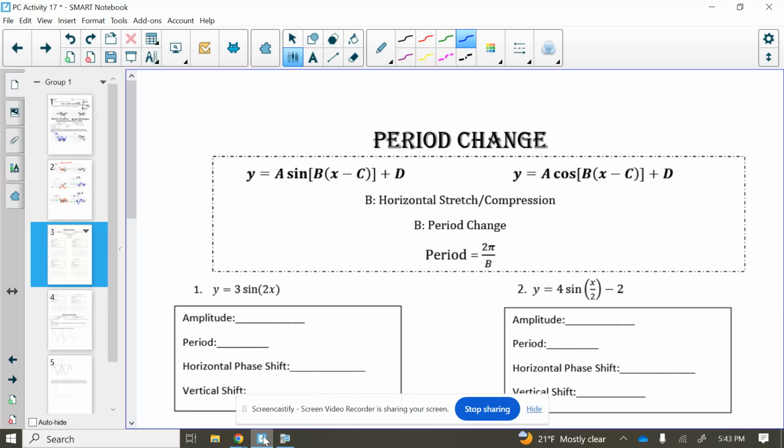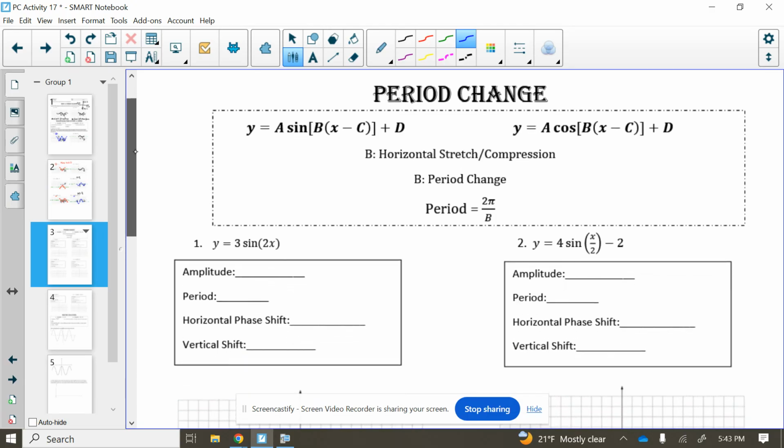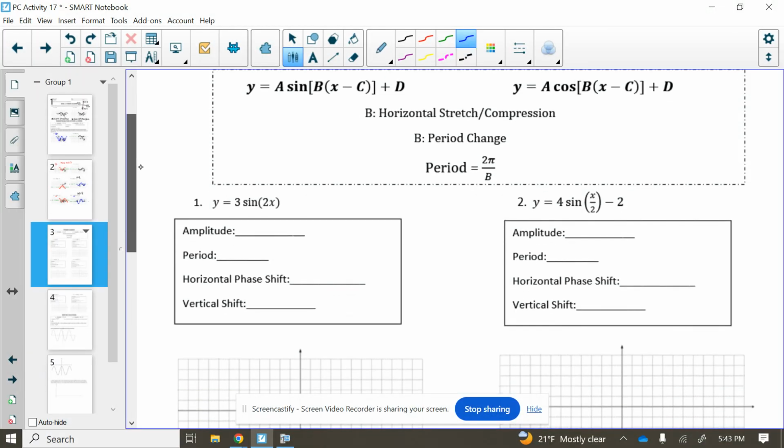Everyone, and welcome back to Activity 17. Today we are going to talk about graphing cosine and sine, but with a period change. So we talked a lot about parameters A, C, and D in the previous lesson. Today we're going to focus on the horizontal stretch / compression, aka our period change.